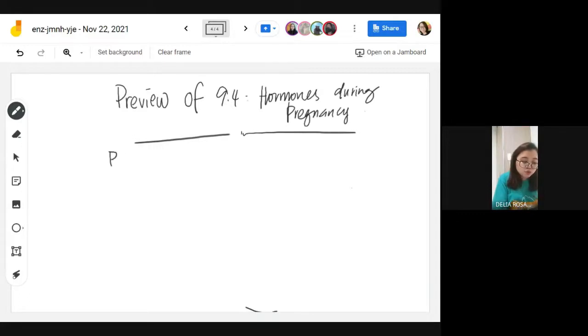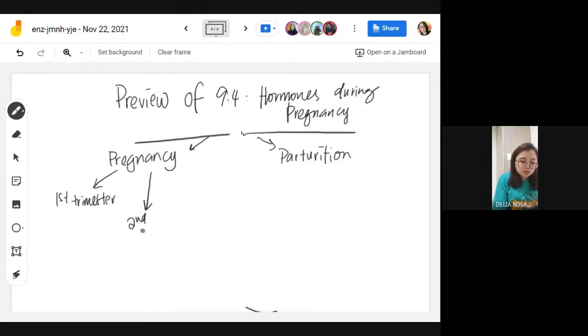It's divided into pregnancy and giving birth. Giving birth, we can also call parturition. So during pregnancy, we divide that into 3 trimesters. We look at the first trimester, what hormones are involved. Second trimester, what hormones are high, what hormones are low. Third trimester, what hormones are high, what hormones are low. During parturition, there are no stages. It's just when it starts and when it finishes.